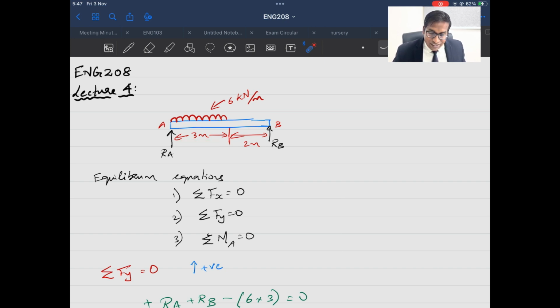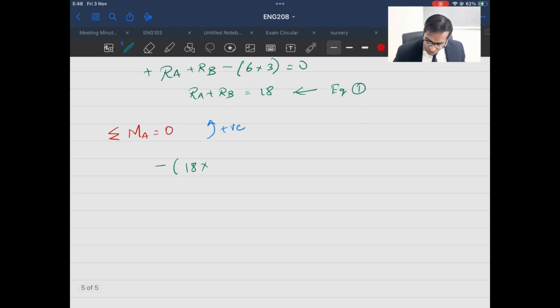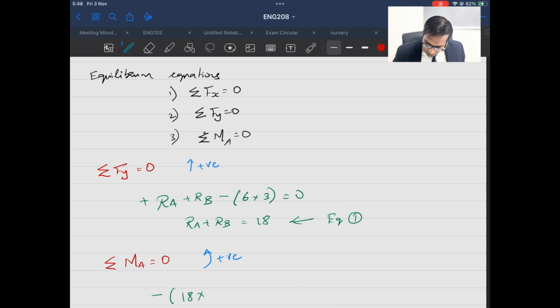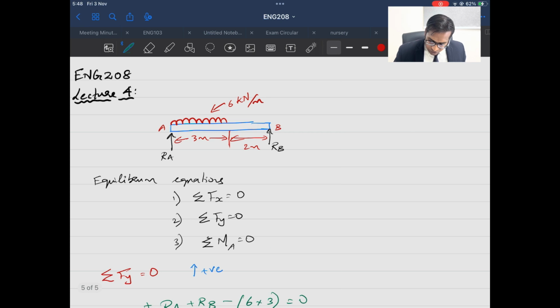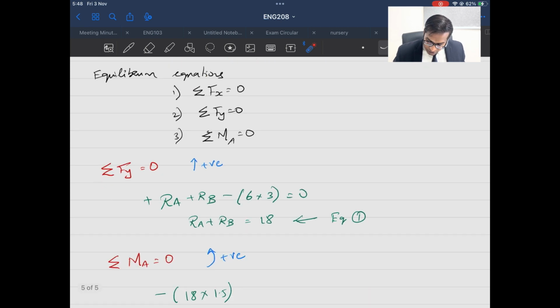If I want to convert this into an equivalent point load, then it will act exactly at half. Please understand, it will act exactly at half. So this will be 1.5 meter away from A. So 18 into 1.5, in the negative direction, because if I hold my point here, this load will create a clockwise rotation, and I consider clockwise as negative.